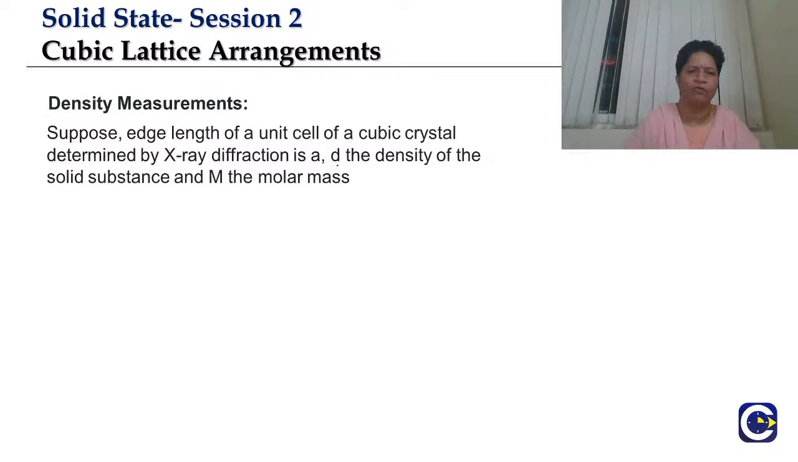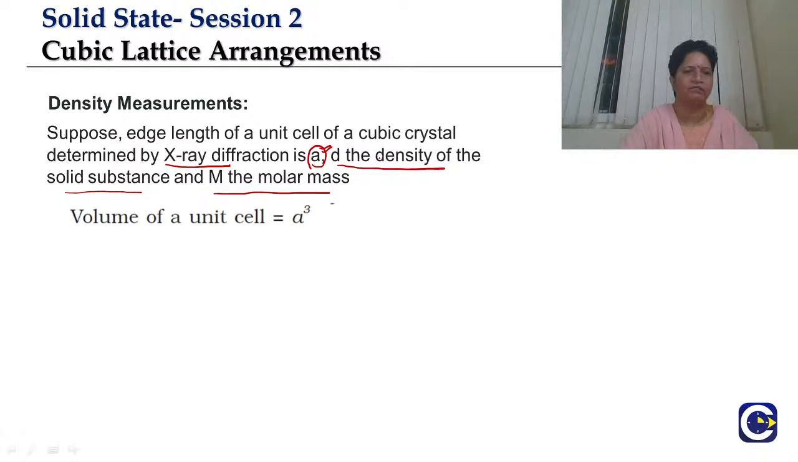Okay, let's see how we calculate the density of a solid substance having a molar mass of M, and it is generally done by the X-ray diffraction method. Edge length, though we have taken A, B and C, we generally go for representing it as A. So let's calculate the density of the different crystal systems. Volume of the unit cell will be equal to the cube of the edge length. A cube is the volume of the unit cell.